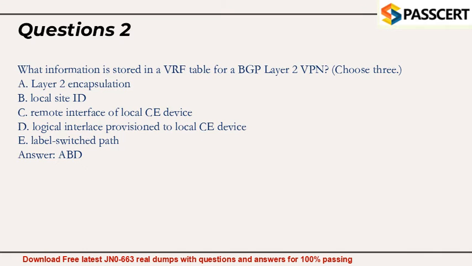Question 2. What information is stored in a VRF table for a BGP Layer 2 VPN? Choose 3. A. Layer 2 encapsulation. B. Local site ID. C. Remote interface of local CE device. D. Logical interface provisioned to local CE device. E. Label switched path. Answer: A, B, D.